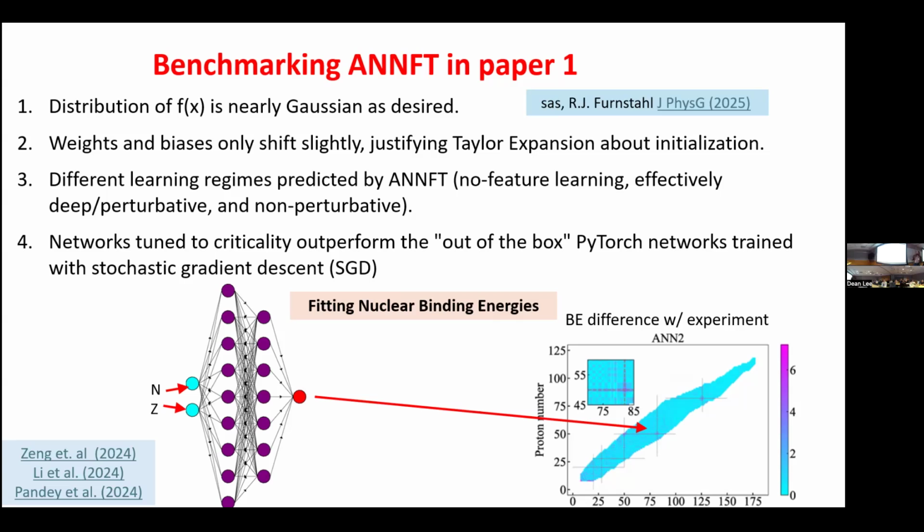And 4 of the big headlines were that our distributions were in fact nearly Gaussian, which is nice. The weights and biases also shift very slightly, so we can actually use this Taylor expansion in a valid way. We found different learning regimes that were predicted by neural network field theory. We'll talk about this a little bit more with examples in a second. But finally, what we found is that when we tuned things to criticality, when we chose those specific initialization weights and scaled learning rates in particular ways to ensure that we have this expansion in r for our probability distribution, our networks outperformed the stock stochastic gradient descent trained neural networks for binding energy performance.